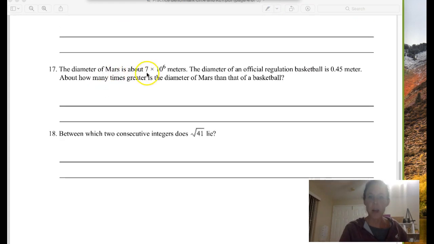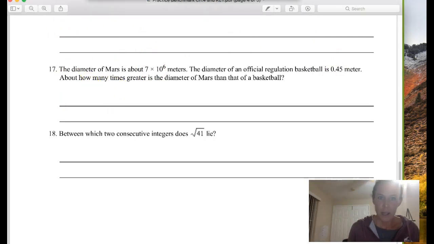The diameter of Mars is about 7 times 10 to the 6 meters. The diameter of an official regulation basketball is 0.45 meter. About how many times greater is the diameter of Mars than that of a basketball? We'll divide it out. If you want to know this times what is 7 times 10 to the 6, how many times greater is it? So I have to multiply this times something to get to there. Do the opposite. Divide it out to see how many times greater it is.